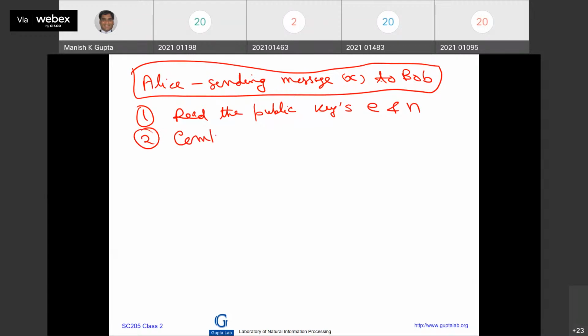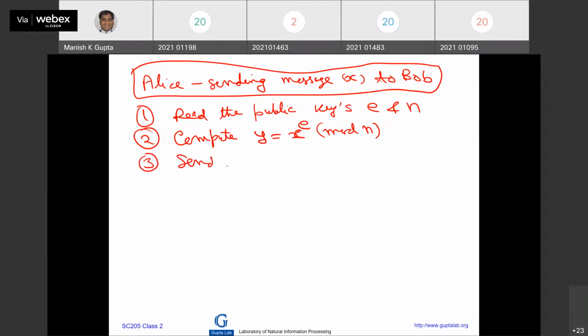Second, compute X raised to power E. Not N. Call it Y. Our message, we raised it to the power E. E is what? Public key. And reduce it modulo N. N also we know. Y is equal to X raised to power E mod N. X is a message which Alice wants to send to Bob. So from that message, she raised it to power E, which was one part of Bob's public key, right?